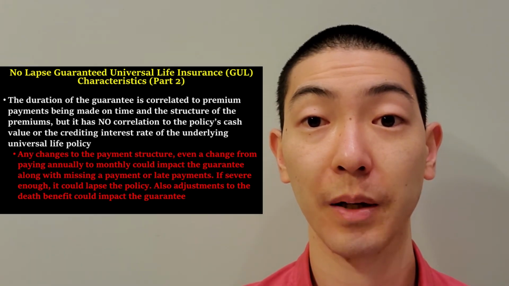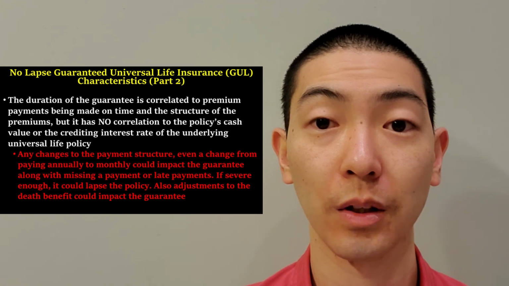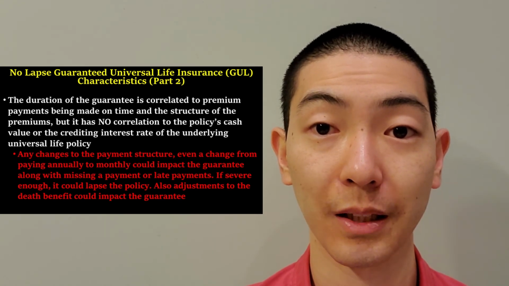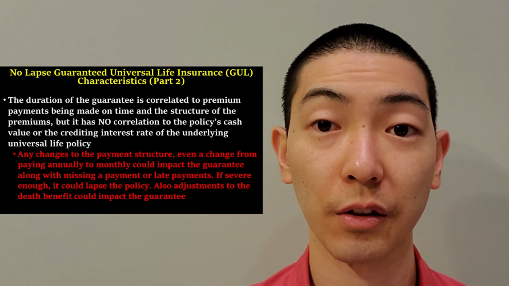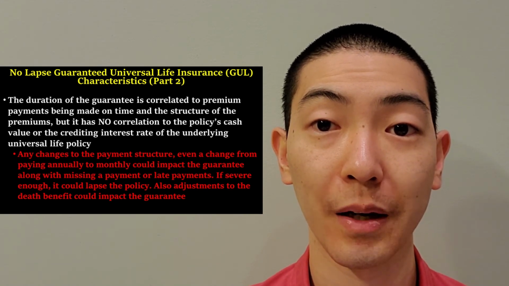Any changes to the payment structure, even a change from paying annually to monthly, could impact the guarantee along with missing a payment or late payments. If severe enough, it could lapse the policy. Also, adjustments to the death benefit could impact the guarantee.